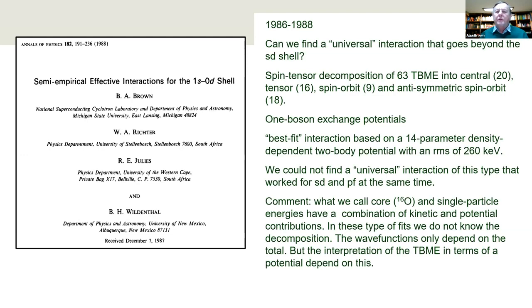We could try to use one boson exchange potentials. And we ended up deriving what's called a best fit interaction based on those ideas, which is a 14 parameter. And the RMS was around 260 keV. But we could not really find a universal interaction that worked for both the SD and the FP at the same time.